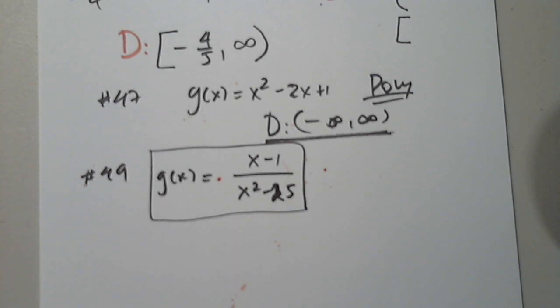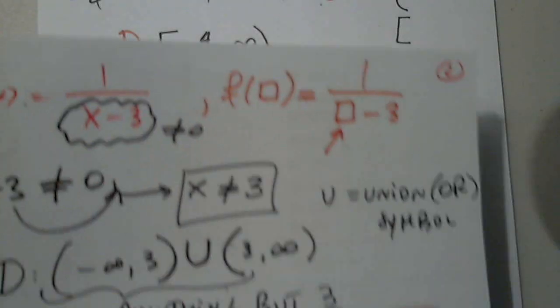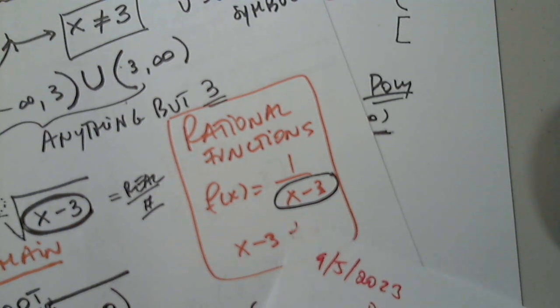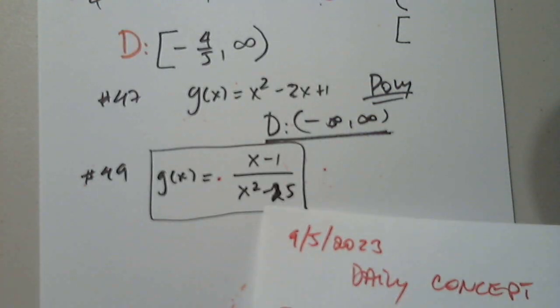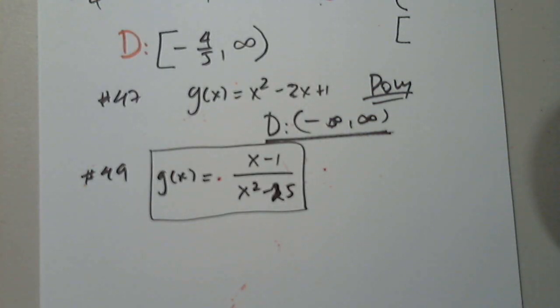So here we have x minus 1 over x squared minus 25. What type of function is this? It's not a quadratic function, is it? No. Quadratic functions cannot have a denominator with a variable in it. So what type of function is this? We wrote this a few minutes ago. So what type of function is it? It's a rational. Very good.